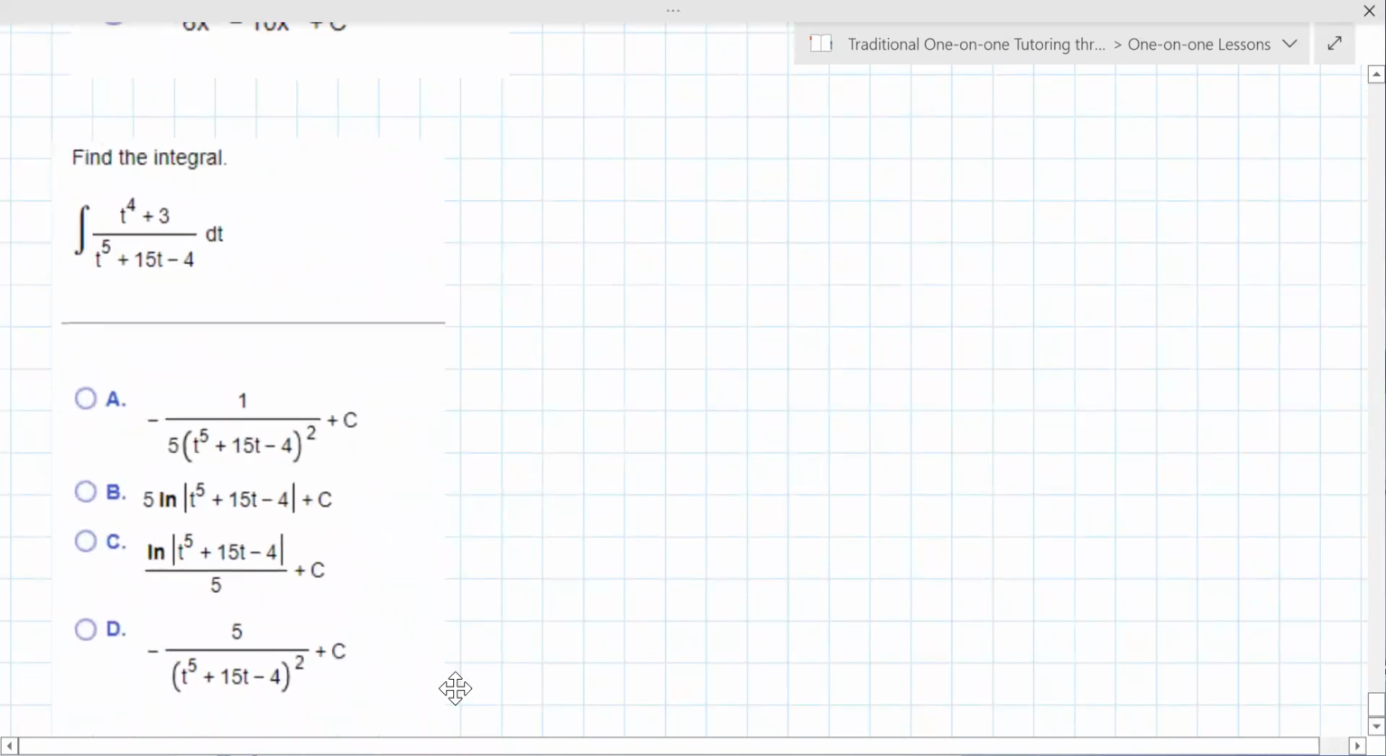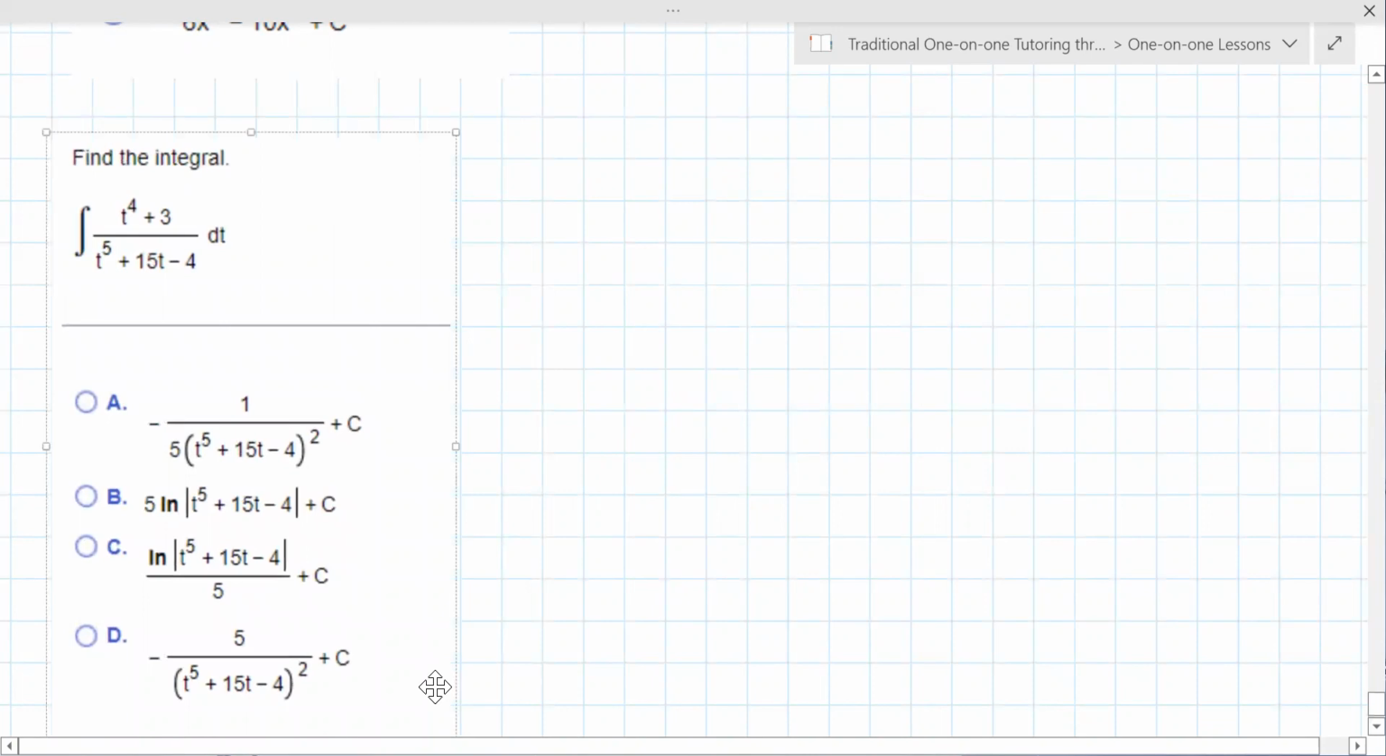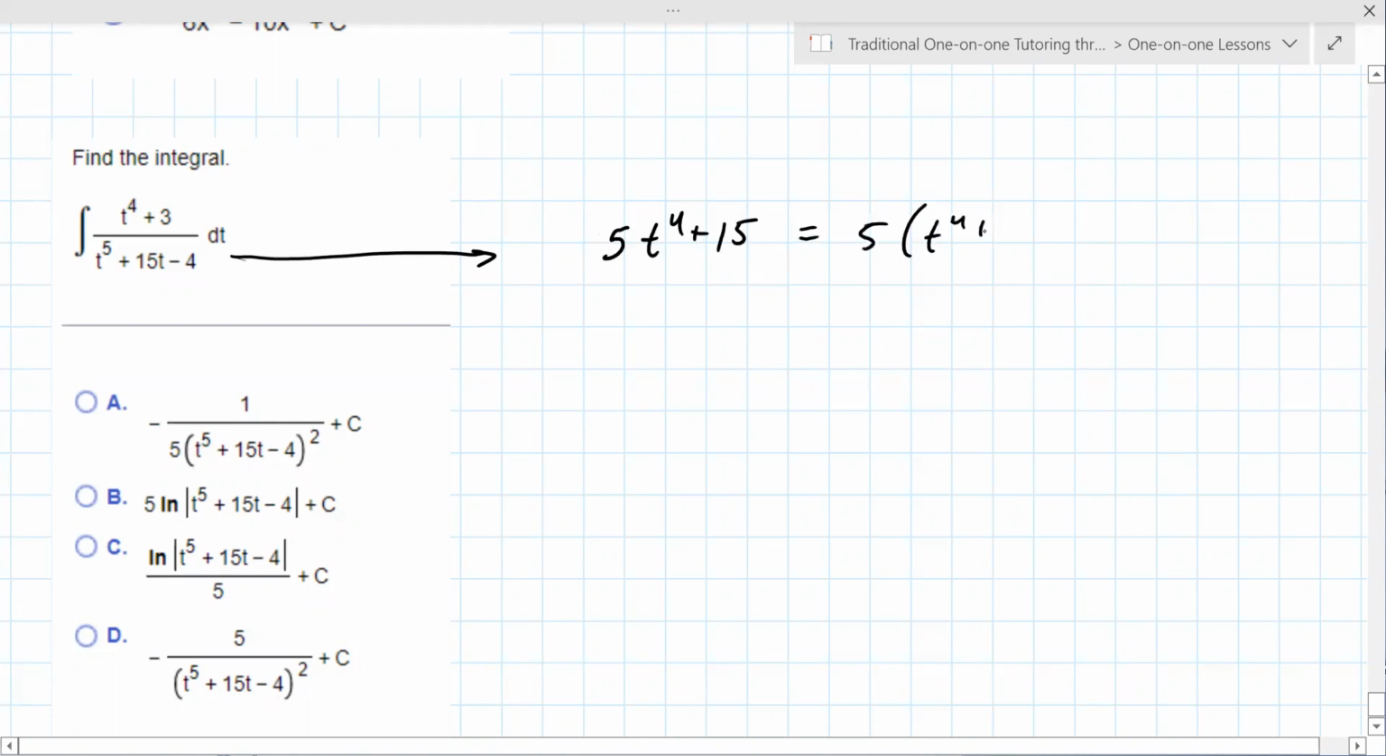All right, find the integral. Again, if we look at the bottom here, the derivative of the bottom is 5t to the 4th plus 15. And if you factor out a 5, you get t to the 4th plus 3, which is in the numerator. That really helps you to dial in your answers here.